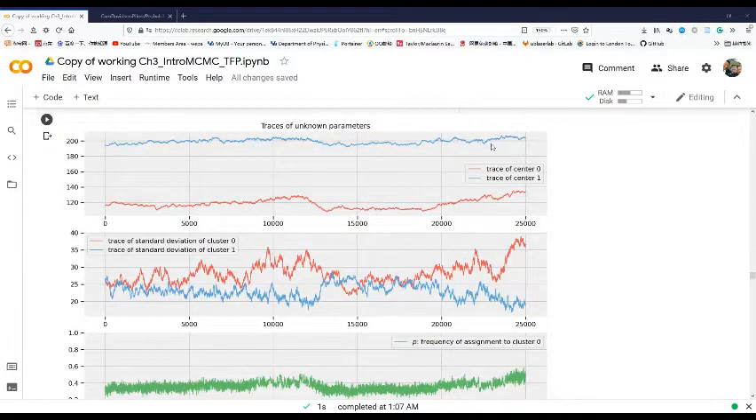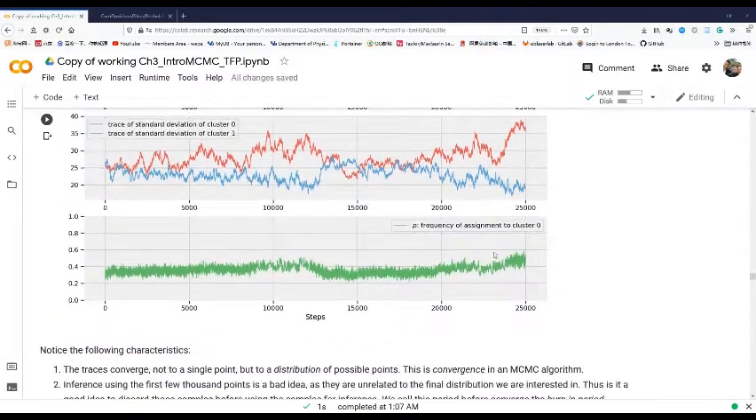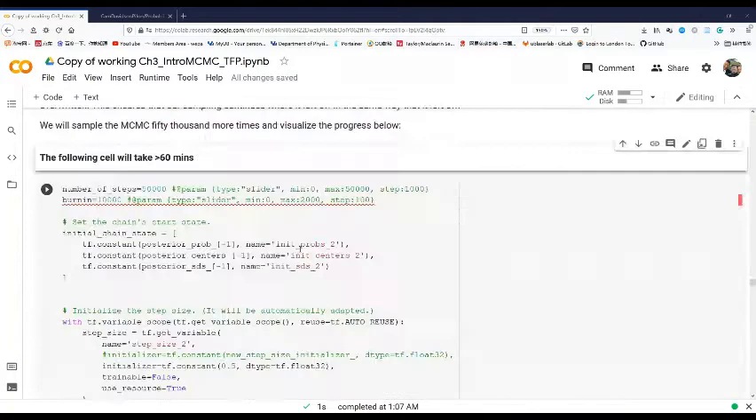And we can see they are not converging to some point, but it's actually converging to a distribution of some possible points. And also we can see the converging of the probability goes into the cluster 0. So that's the probability for the first cluster we have. And now we are getting even crazier here.